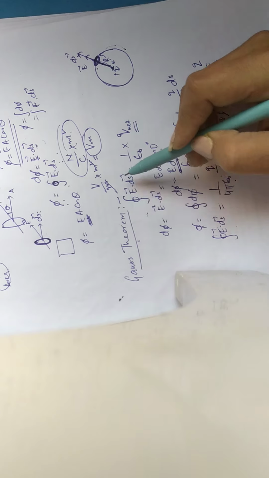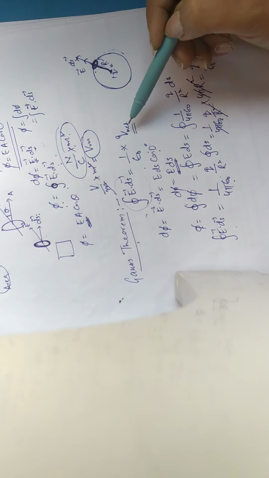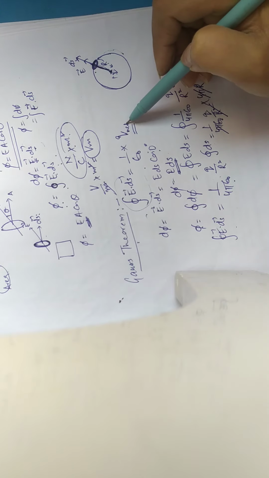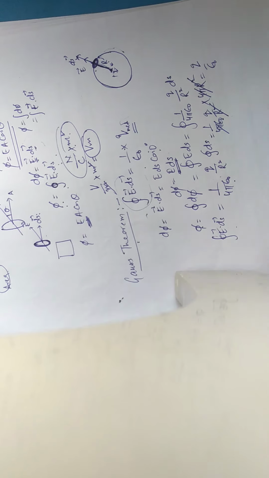So what is the statement? The total electric flux over a closed surface is 1 over epsilon naught times the net charge enclosed by the surface. You can repeat this again and again by playing the video.